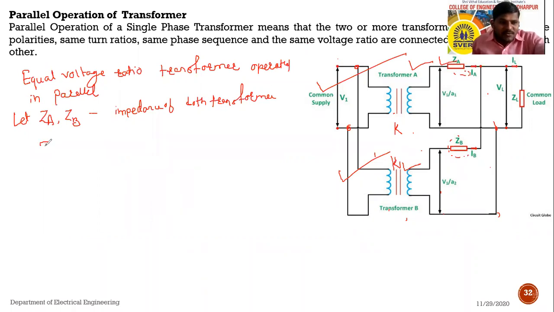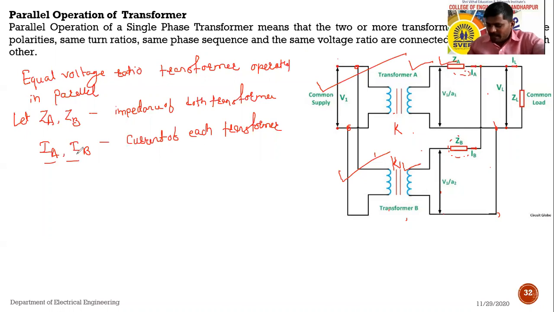Again, transformer A will carry a current of IA and transformer B will carry a current of IB. That means the current of each transformer. Transformer A will carry a current IA, and transformer B will carry a current IB.